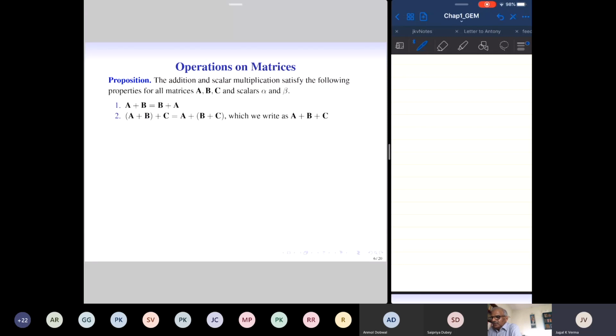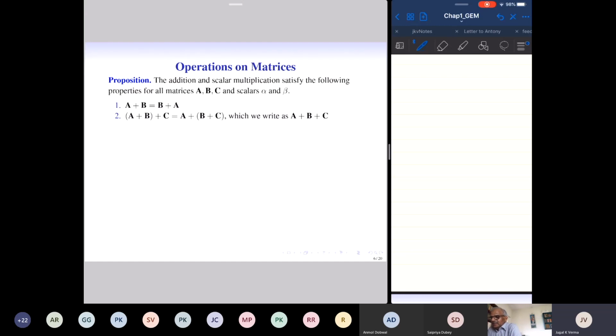If you write down the proof of this, you will see that it is really derived from the corresponding statements for real numbers. Addition of real numbers is commutative, and addition of real numbers is associative. These two rules then translate into the corresponding properties of addition of matrices: addition is commutative and associative. So if we don't use brackets, it doesn't cause any confusion.